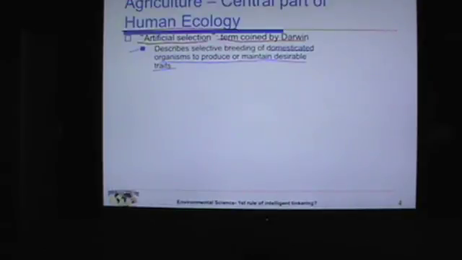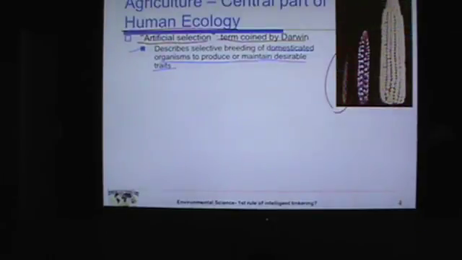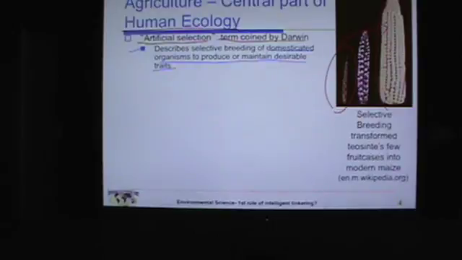Artificial selection is a term that was actually coined by Charles Darwin. It describes the selective breeding of domesticated organisms that produce or maintain desirable traits. Like this little bitty thing over here on the left, that's actually a precursor to a much more familiar ear of corn over here on the right. Selective breeding over centuries, millennia maybe, I don't know how long it took, transformed this teosinte, there are very few fruit cases, what the kernels of corn are actually called, into modern day maize. Much rather eat that corn on the right than that little thing on the left.